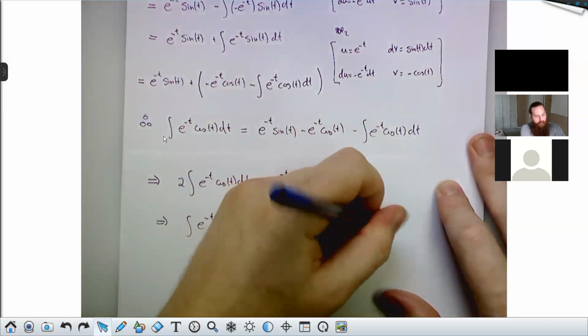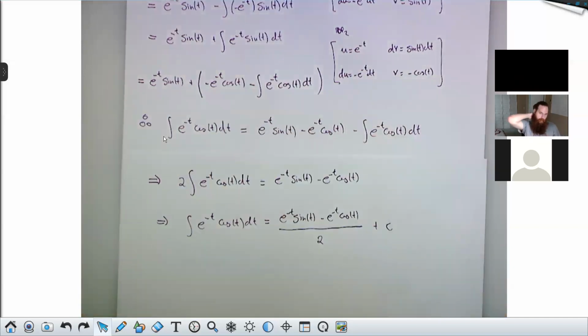And tack on the plus c. Right, this is what my usual workflow for this problem looks like. But I think folks usually have a little bit of a hard time seeing what we're doing. I'm just adding this over to the other side. Since this is the same as my original integral, I've got, like, an apple plus an apple is 2 apples.